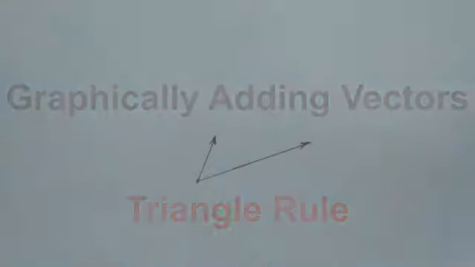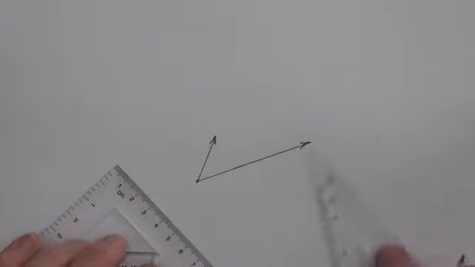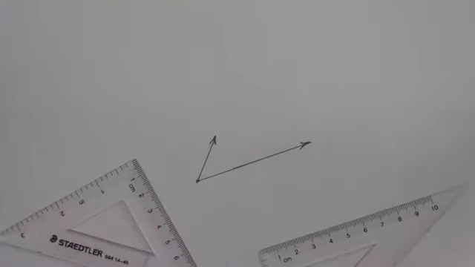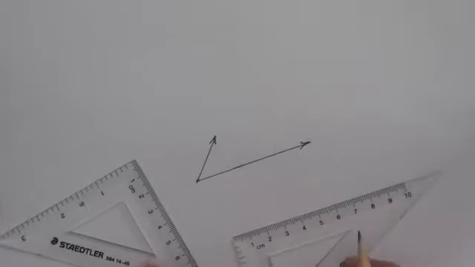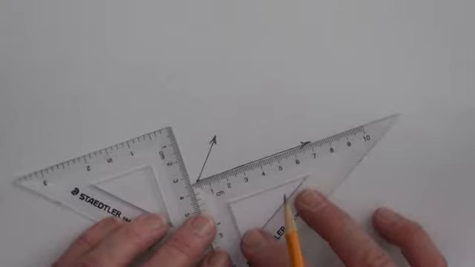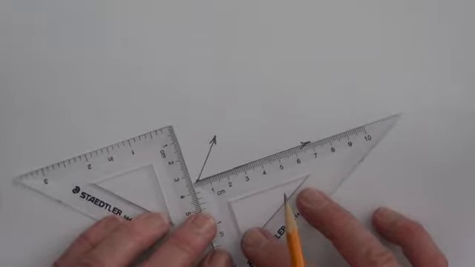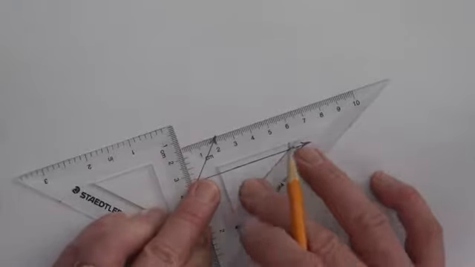To add two vectors with the triangle rule, you can use triangles again and draw parallel lines. What you want to do is take one vector and put it up to the other vector, move it from its tail to its head, or the pointy end is the head.